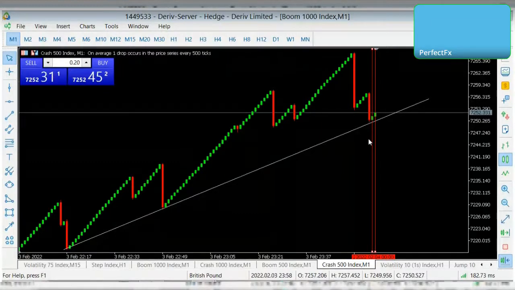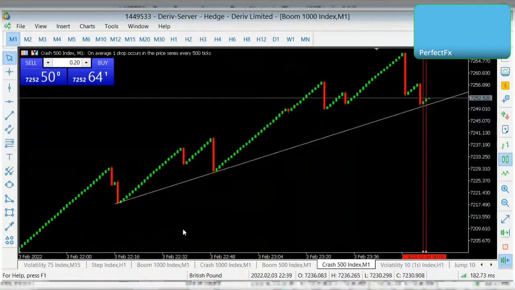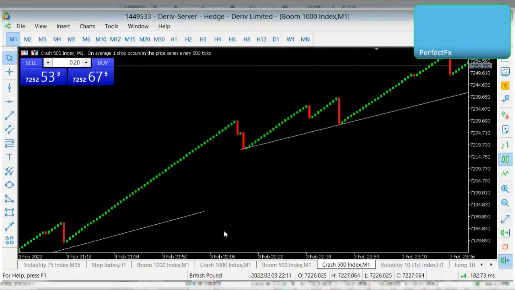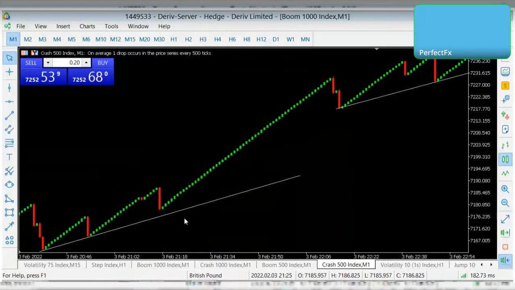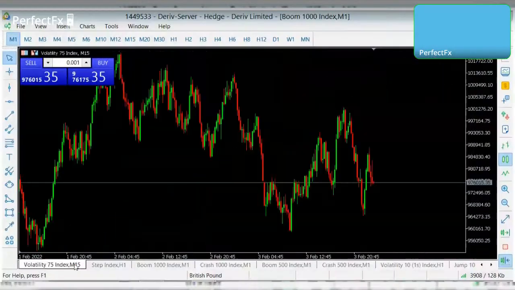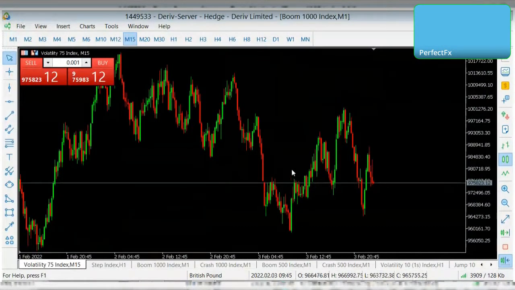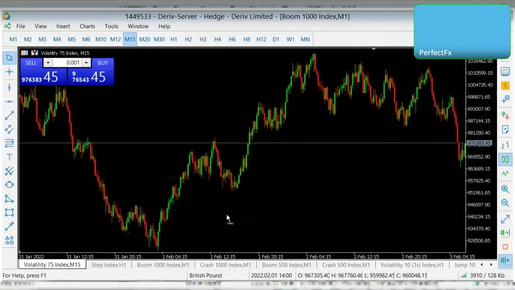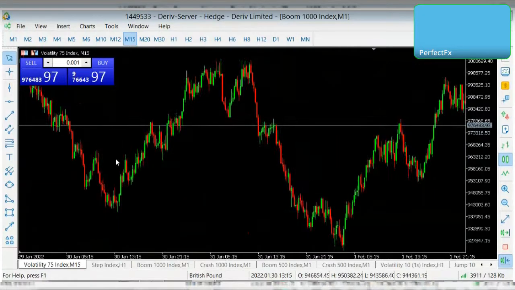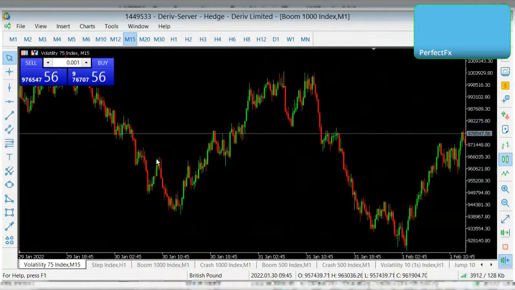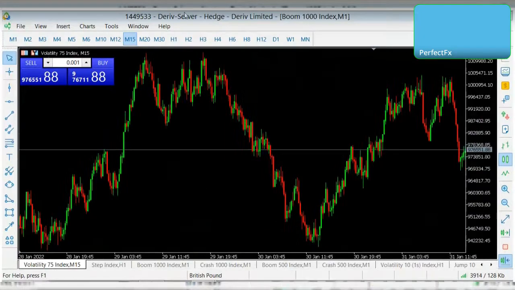So guys, we'll wait for the remaining candles to play out. As we are waiting, I'll be showing you guys how you can use this same trend line strategy on the VIX 75 index market, and this strategy is actually a breakout strategy.